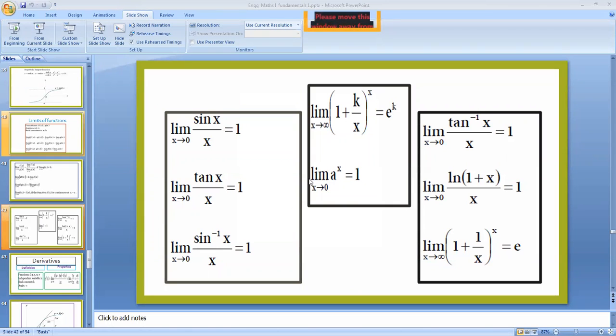See here, what is next? 1 plus k upon x raised to x as x tends to infinity. It is e raised to k. Suppose there is 1 by x: 1 plus 1 upon x raised to x as x tends to infinity. काय म्हणाला? e raised to k. So these are the standard formats. We get e raised to k by using log and L'Hospital.